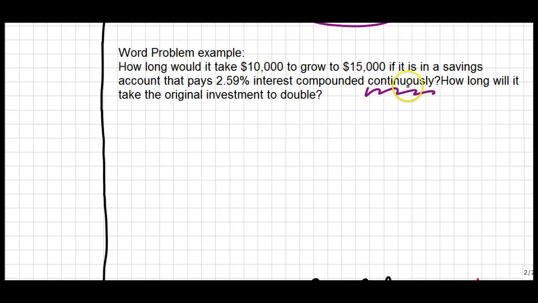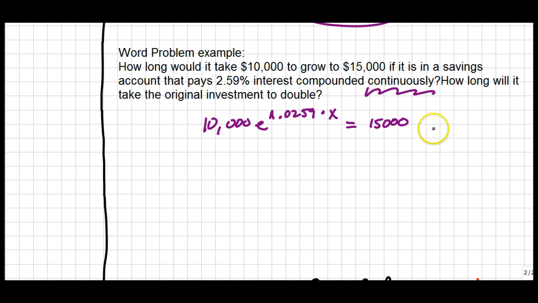So we're going to use the Pert formula because it says continuously. The original amount is the P, that's the 10,000. We're going to use the letter e on our calculator. We're going to raise to the percentage, but that percentage needs to be changed to a decimal. So we'll do 0.0259. The time we don't know, so you can either write it as an x or a t there. And we're trying to get to the number 15,000.